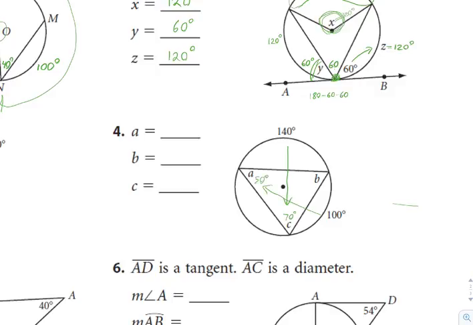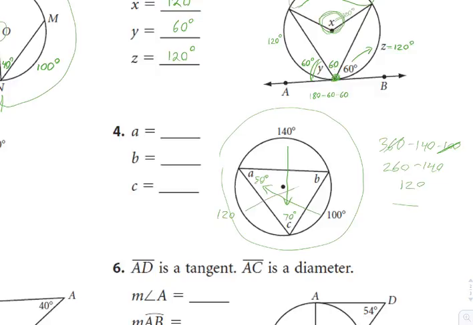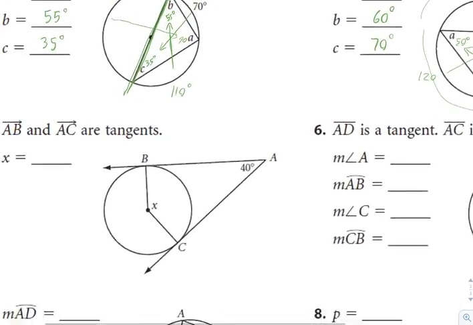And then we've got, oh, what's this portion over here? The rest of a full circle. So 360 minus 140 minus 100, that's 260, using the 100 up, minus 140. So that's 120 is left over here. And then the inscribed angle of 120 is 60. So A is 50, B is 60, and C is 70. Oh my goodness, I love those tricks, okay?